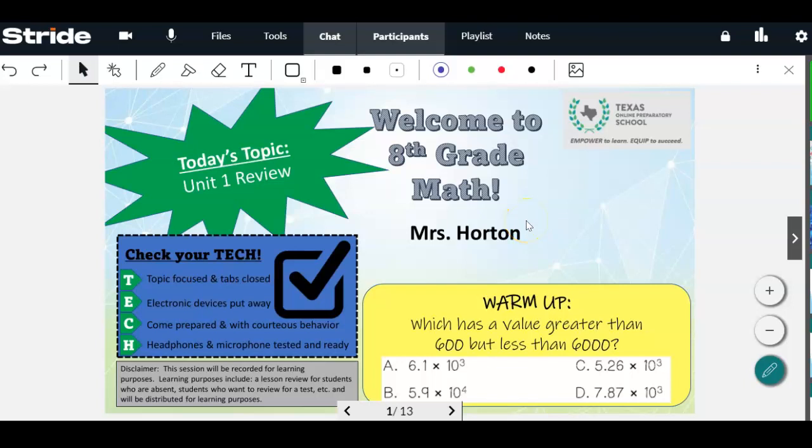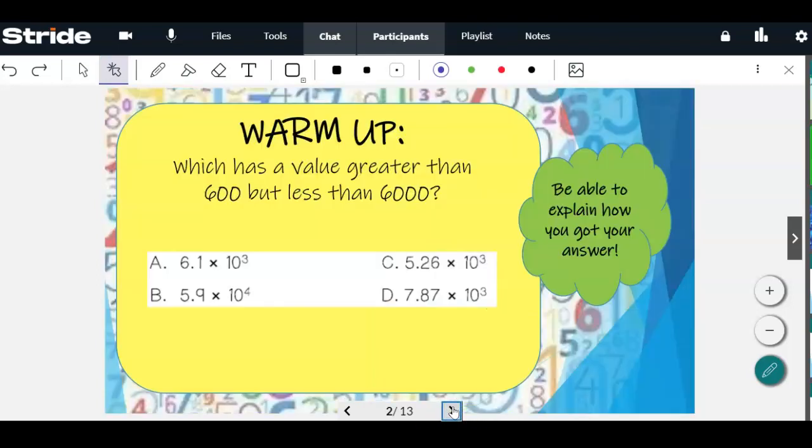All right, so this is a Unit 1 review, and we're going to start off by looking at a warm-up here. It is a review of scientific notation, but it also comparing numbers because it says which has a value greater than 600 but less than 6,000. So a little extra step there. So let's look at that. So we would want to look at each answer choice and go ahead and write those in standard form.